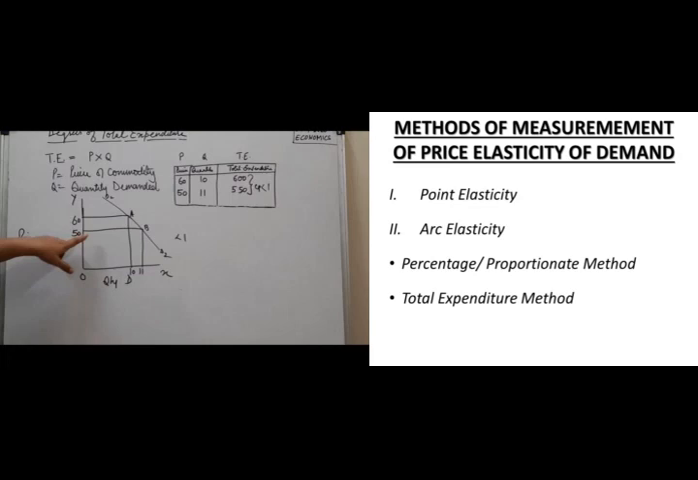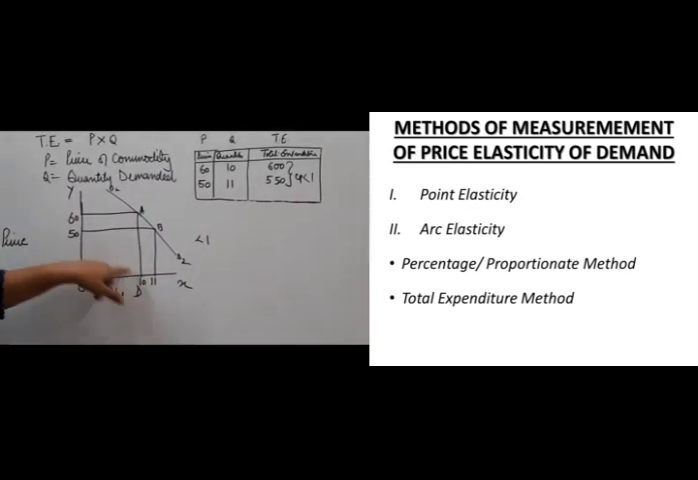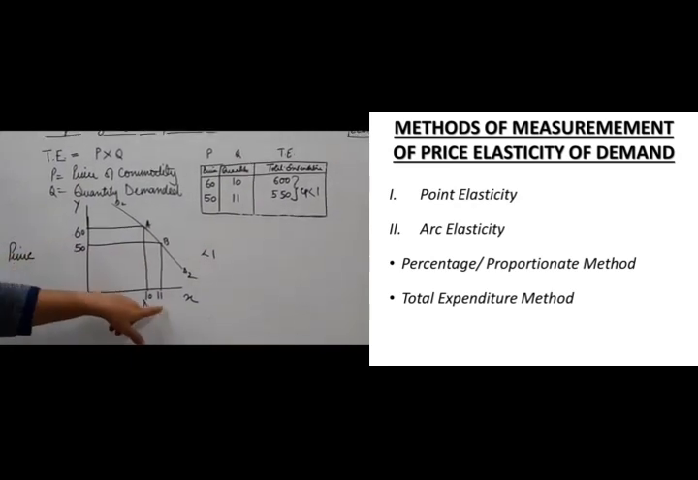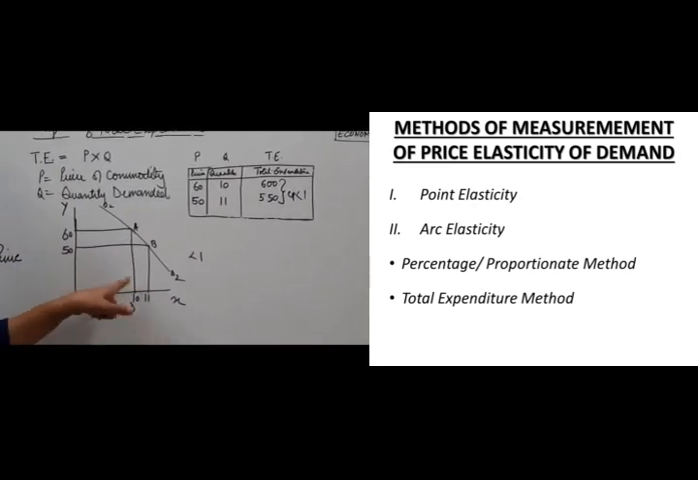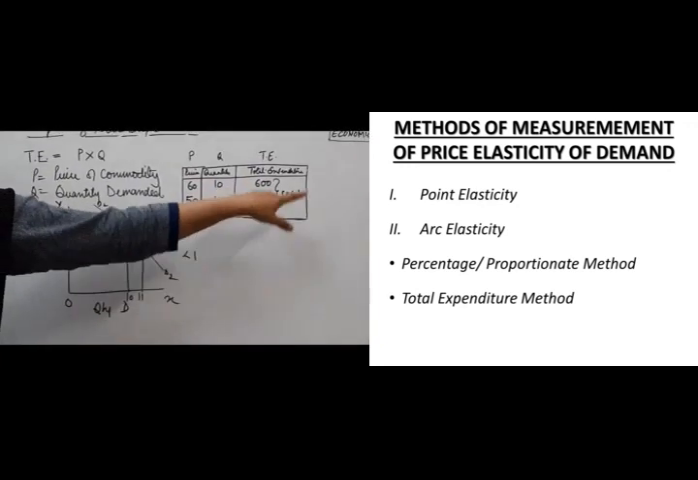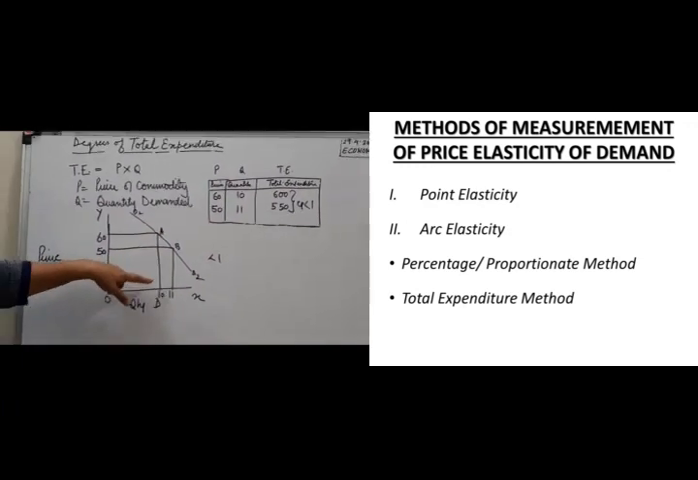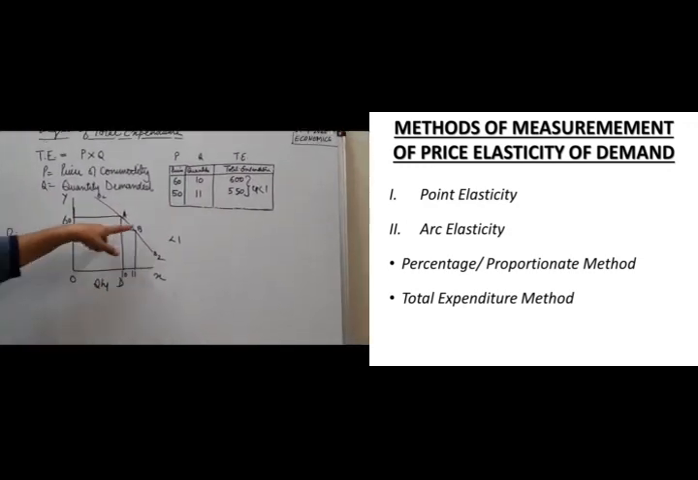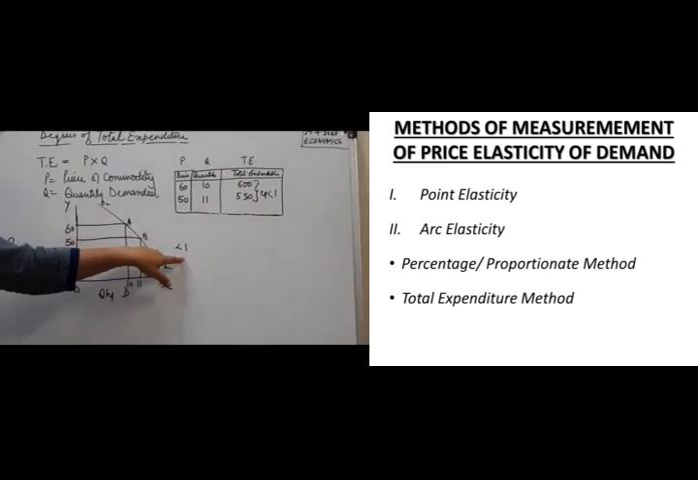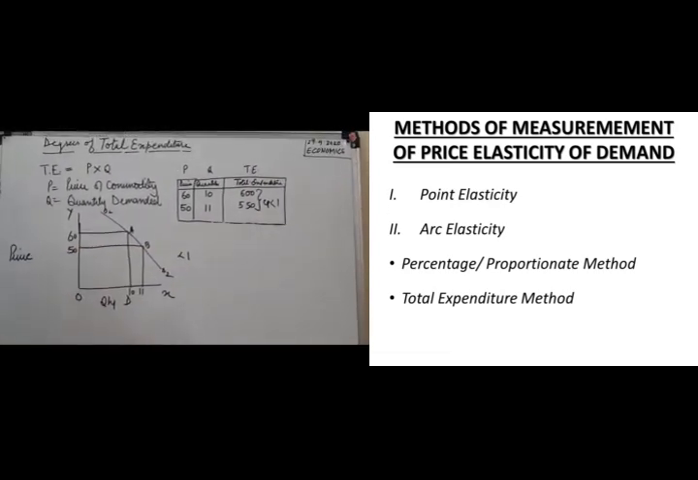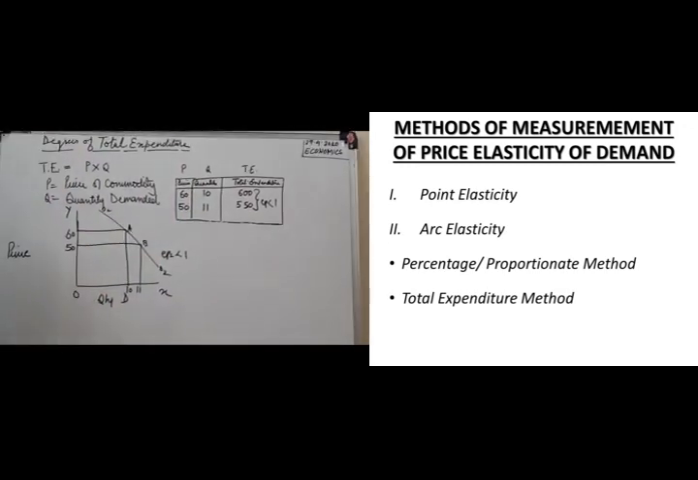This is what you can see over here again, that when the price was 60, the demand was 10. And when price falls to 50, the demand increases to 11. We don't have to focus on individual demand. We have to focus on the total expenditure that is coming out, right? Here again you can see that the area of rectangle OA is bigger than the area of rectangle OB. And so we can say the degree of this is EP less than 1.